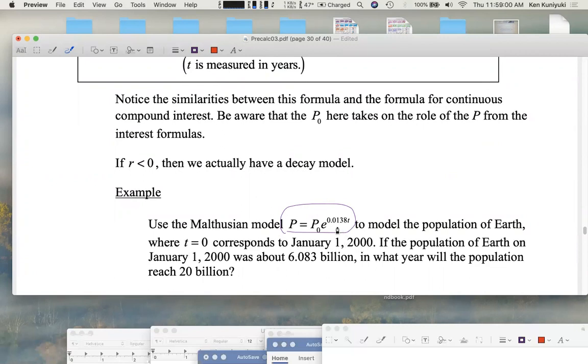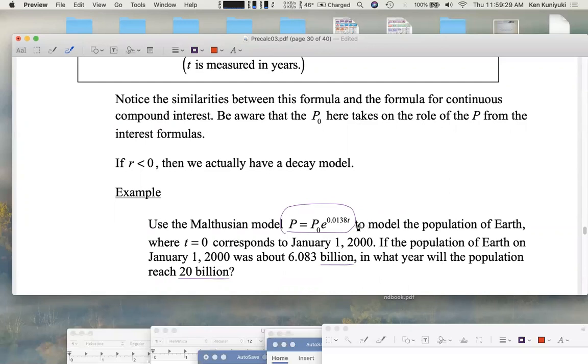Now the 0.0138 is telling us that we're assuming that the population of Earth is growing at a constant rate of about 1.38% a year. I'll discuss that later. Now, if the population of Earth on that date was about 6.083 billion, so our unit's going to be billions of people actually, in what year will the population reach 20 billion based on this model?